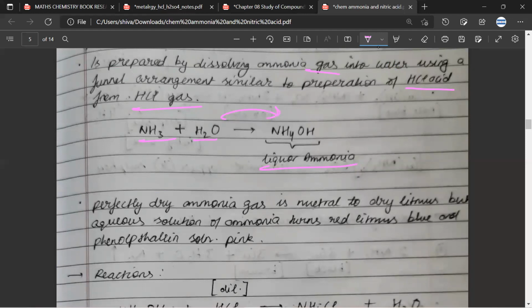Now let's move on. Perfectly dry ammonia gas is neutral to dry litmus, but an aqueous solution of ammonia turns red litmus blue and phenolphthalein solution pink. So this is the solution. Now let's move on.